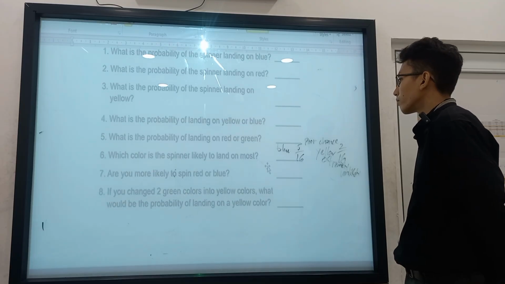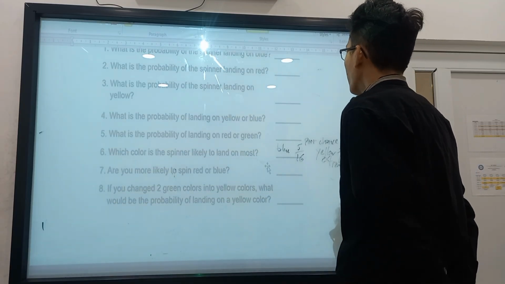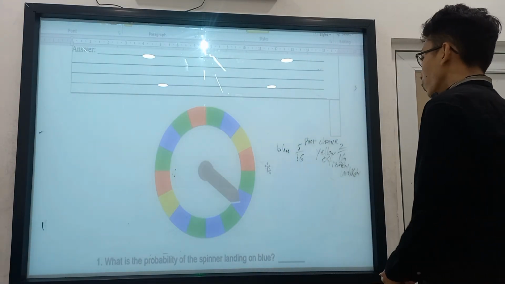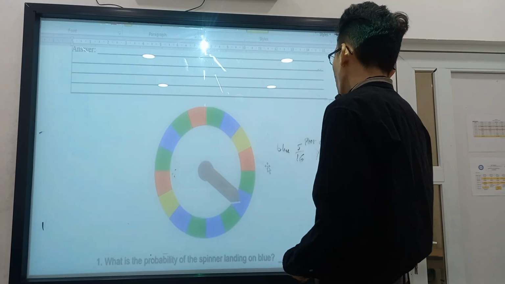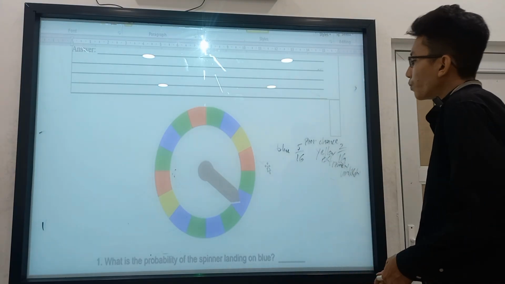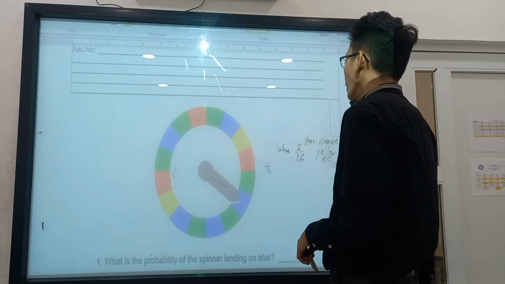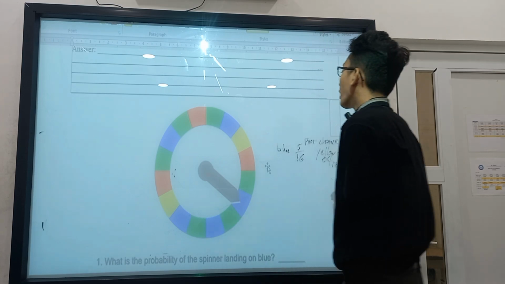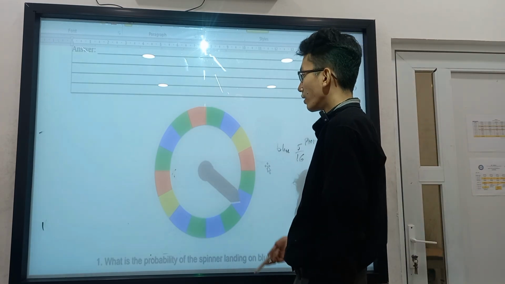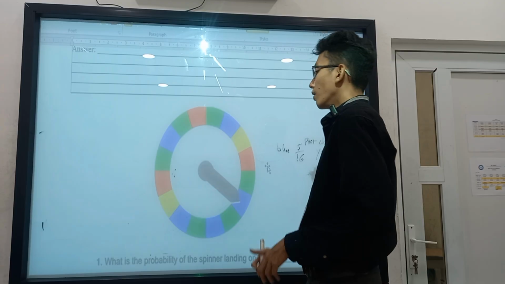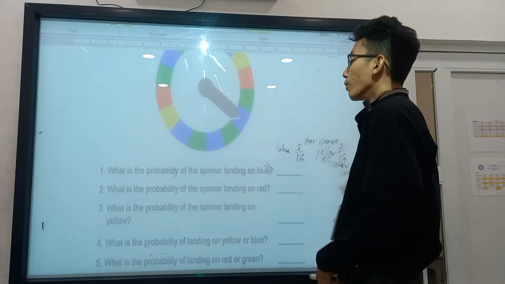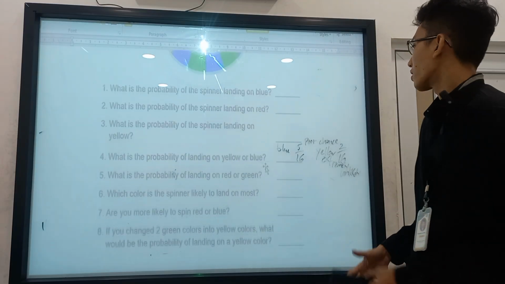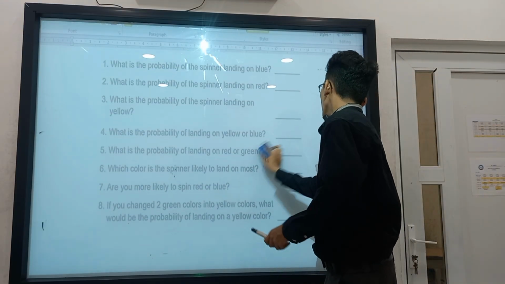Okay. How about question number 6? Which color is the spinner likely to land on most? Can you see it? The one that is most likely should be, I think, green, and either green and blue got even chance. Because green has 6 out of 16, while blue only got 5 out of 16. It got a quarter chance of landing on green.